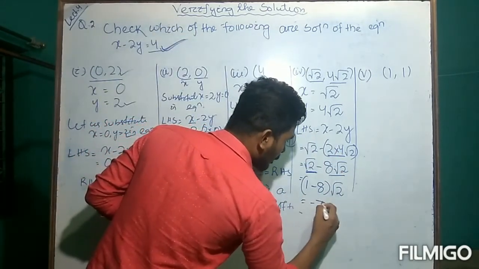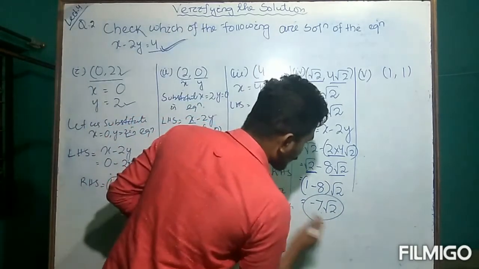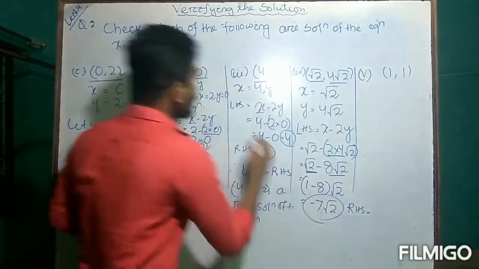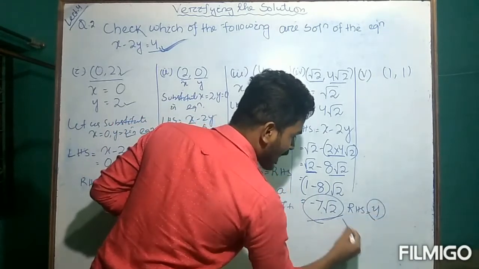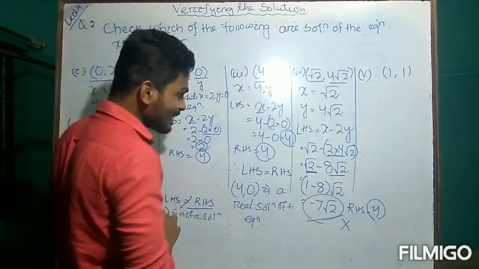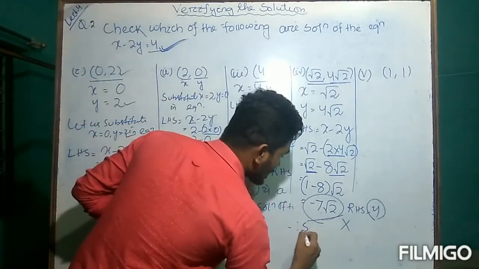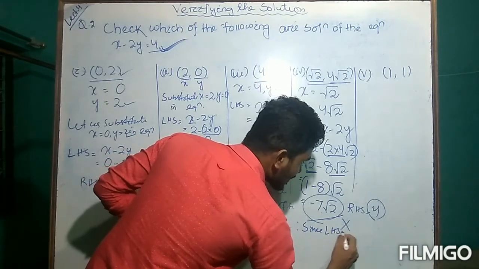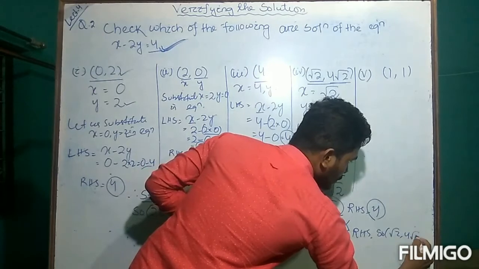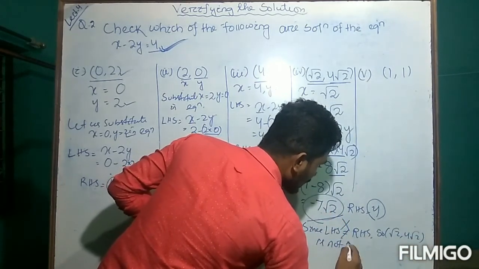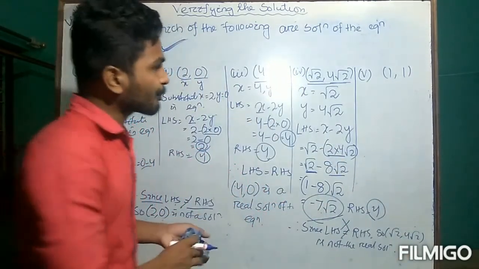Hence 1 minus 8 is minus 7 root 2. This is your LHS. Now, as RHS is already given, 4. So here also LHS and RHS are not equal. That means this pair of solution is not the real solution. So since LHS is not equal to RHS, root 2, 4 root 2 is not the real solution.